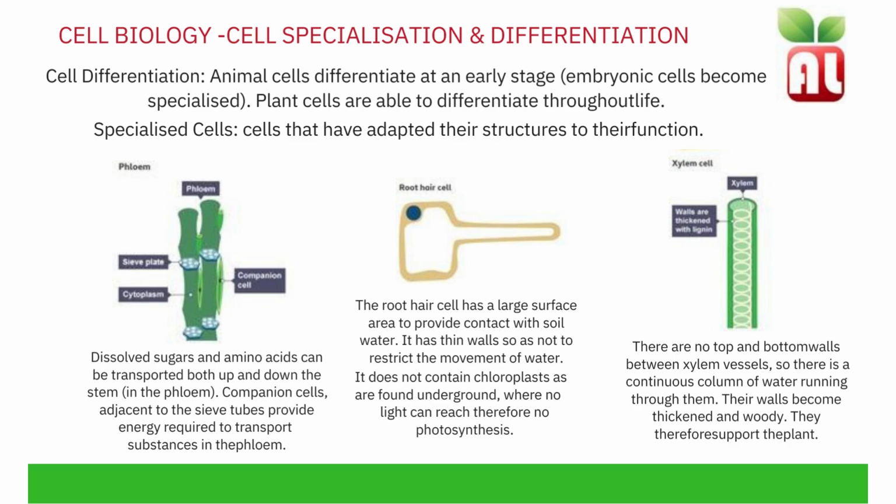The xylem is a tissue made up of xylem cells. There are no top and bottom walls between xylem vessels. It is a hollow tube, meaning there is a continuous column of water running through them. Their walls become thickened and woody, and therefore they support the plant.